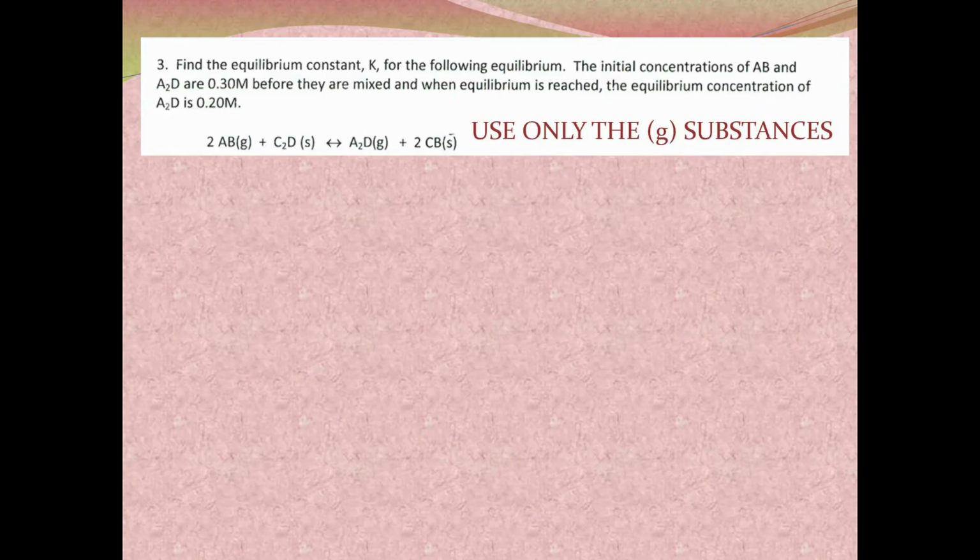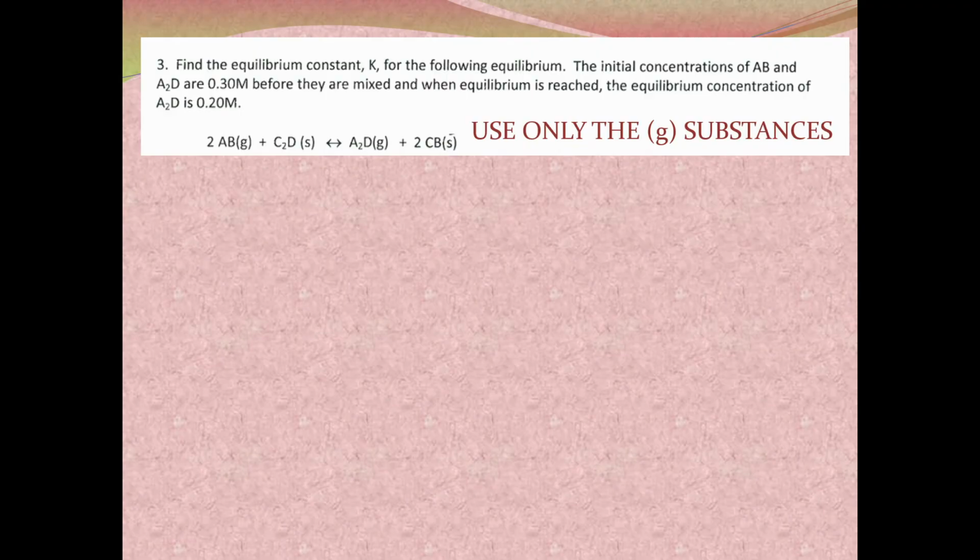Okay, in this case, they want me to find K for something where it gives me the initial concentration of one of the reactants and one of the products, and then the equilibrium concentration for that product. Now, look closely at this reaction. It gives me AB, and it gives me A2D. It doesn't have to tell me anything about C2D and CB because they are both solids. And solids are not included in our equilibrium constants. Solids and liquids are not included, only things that say G or AQ are.